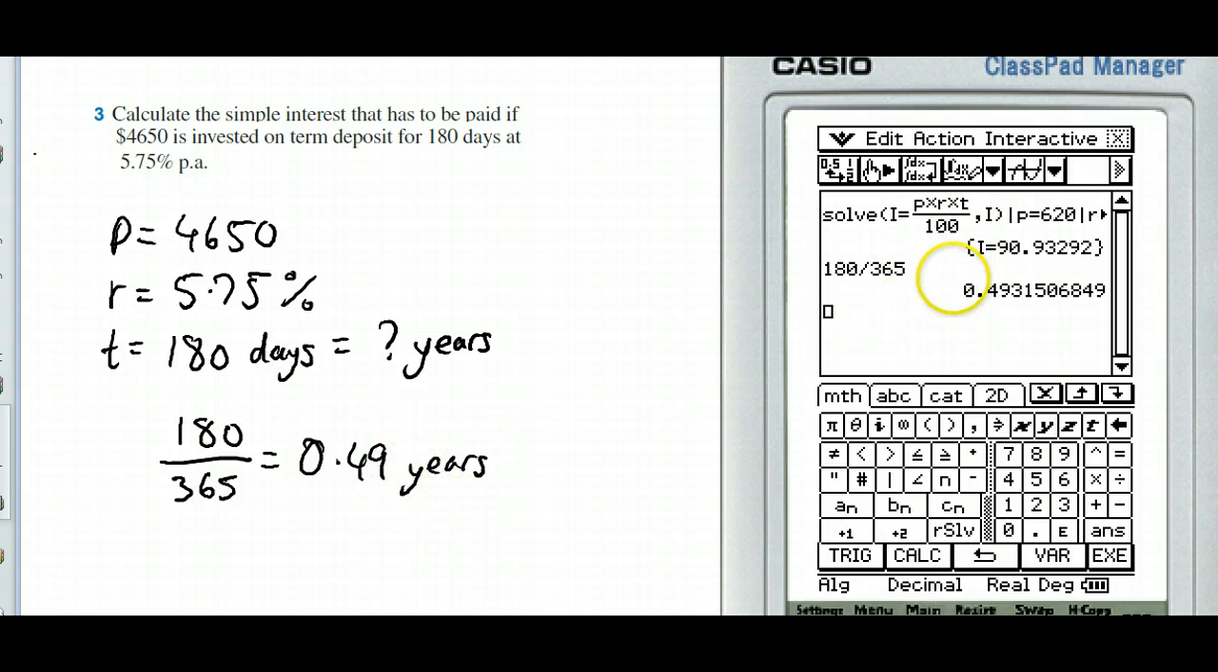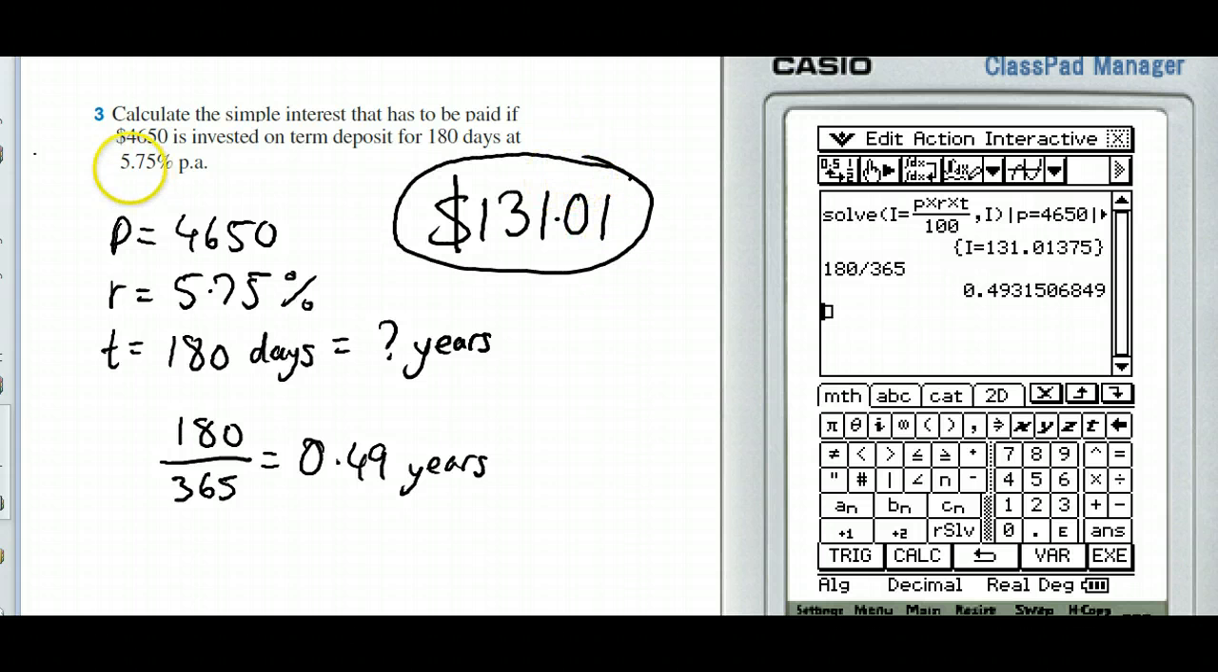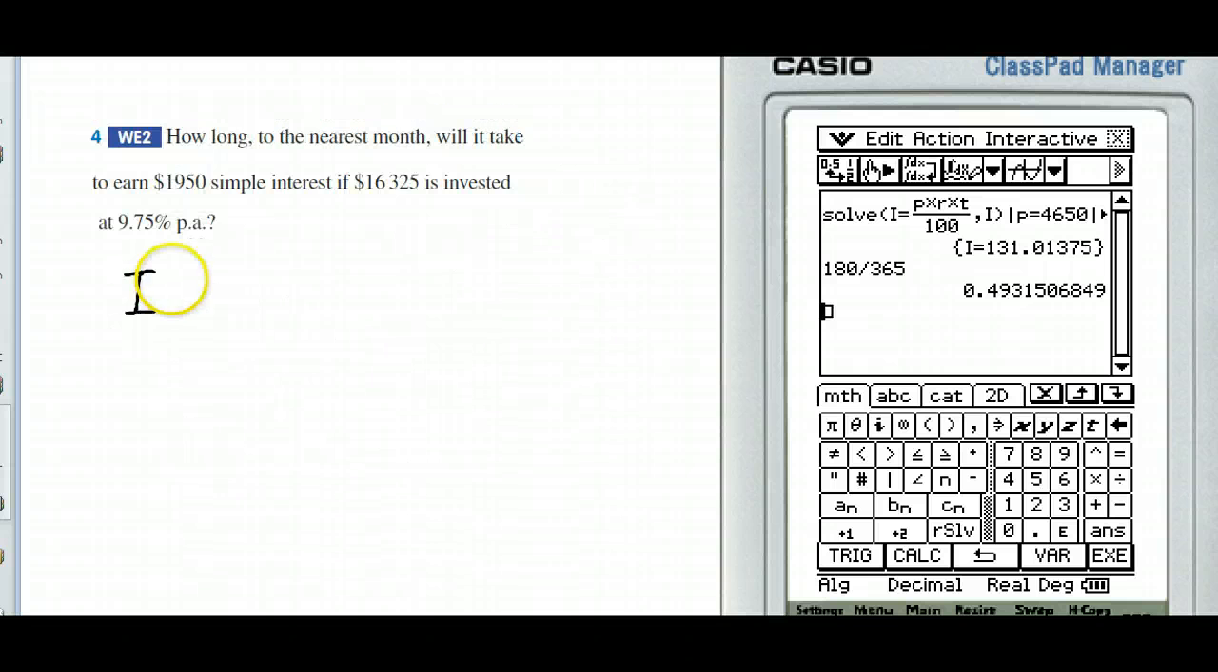Okay, now we can put those values into the calculator, into our simple interest equation. So P equals 4650, R equals 5.75, and T equals 0.49. And that gives us interest is $131 and 1 cent. There we go. Let's do the next question.